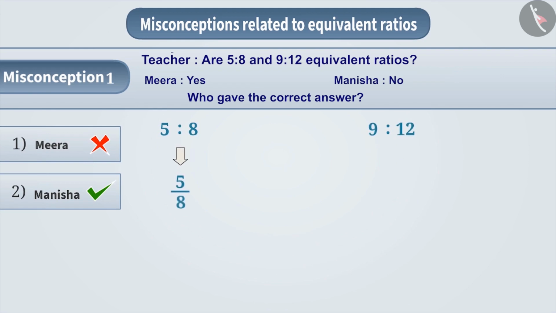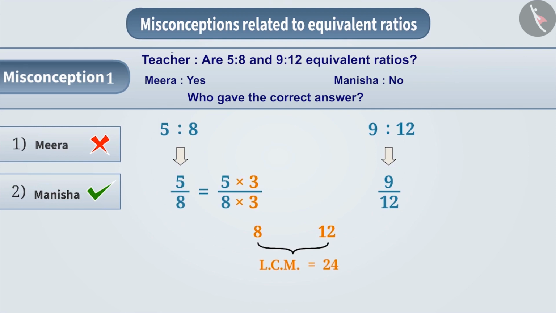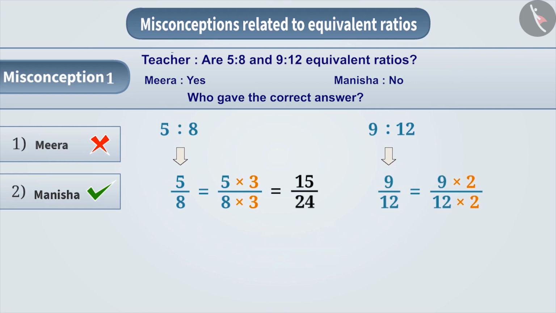Manisha has understood that the ratios have to first be written as fractions and then their denominators have to be made the same. In order to do this, take the LCM of 8 and 12, which is 24. So, the denominators of both of the fractions has to be 24. To achieve this, multiply the numerator and the denominator of the fraction 5 by 8 by 3 and 9 by 12 by 2. From this, we will get the new fractions as 15 by 24 and 18 by 24.